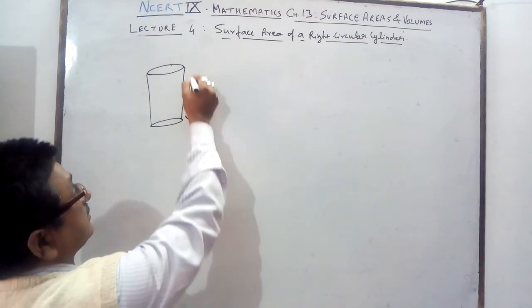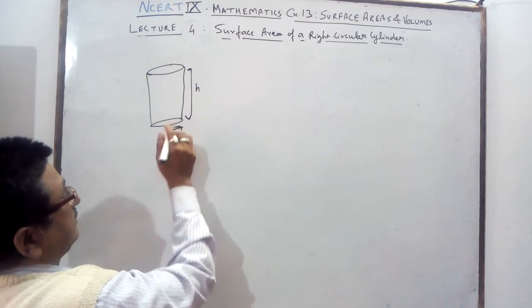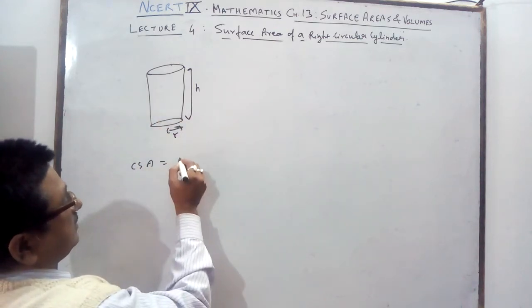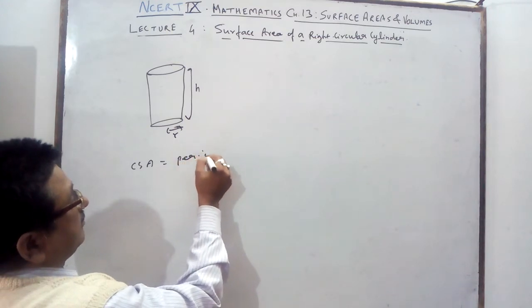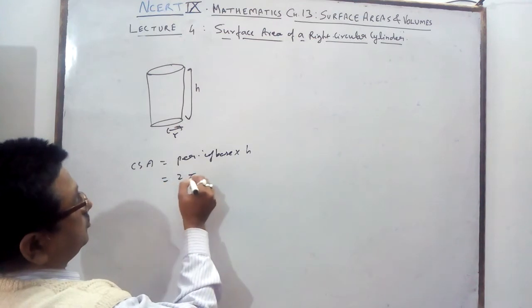A right circular cylinder has a height h and a radius r. Then it will get a CSA. One is called the curved surface area, which is perimeter of base into height. That gives you 2 pi r h.